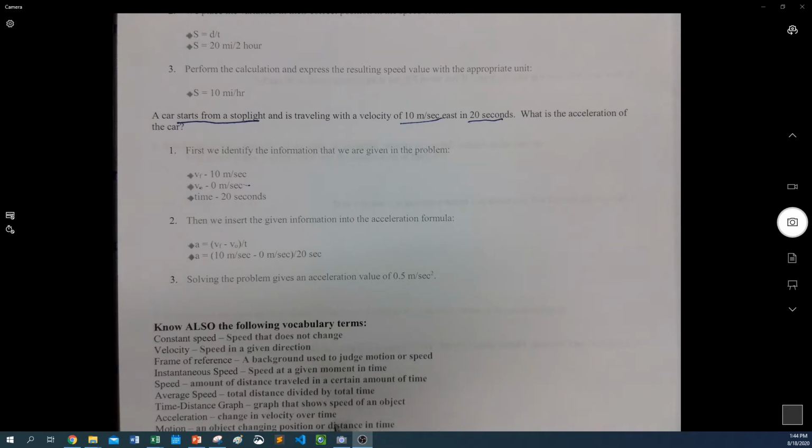Speed is the amount of distance traveled in a certain amount of time. Average speed is the total distance divided by the total time. We're not doing time distance graphs now, but a time distance graph is the graph that shows the speed of an object. Acceleration is the change in velocity over time, how much your velocity is changing. Motion is an object changing position or distance in time. And rate of change is the amount of time it takes to change position or motion.